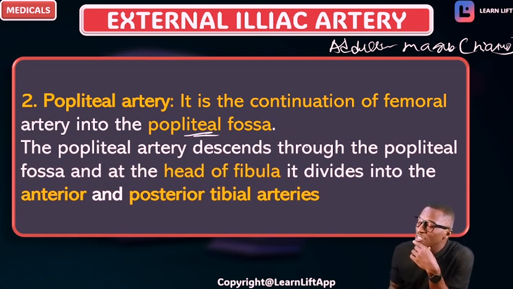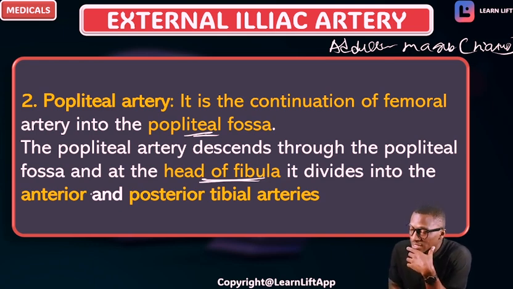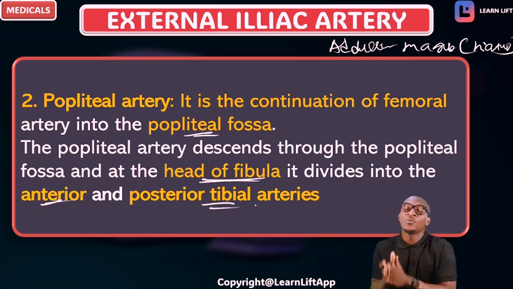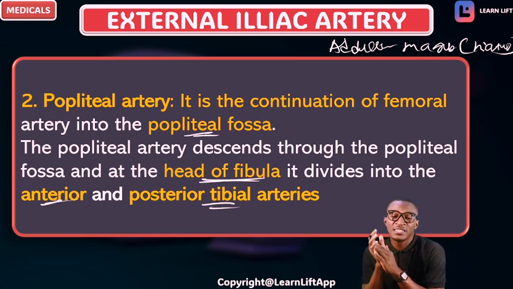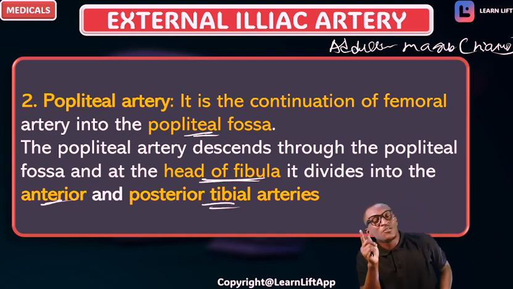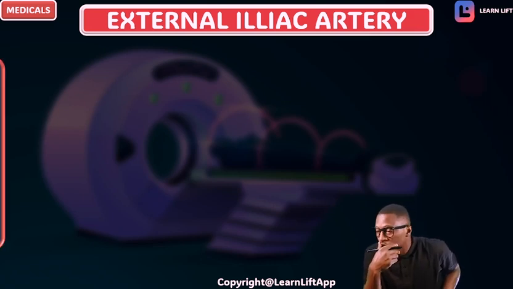The popliteal artery descends through the popliteal fossa and, at the head of the fibula, is going to divide into 2 parts: the anterior tibial artery and the posterior tibial artery. At what point does the popliteal artery divide? Either at the lower end of the popliteus muscle, or you say the head of the fibula, it divides into the anterior tibial artery and the posterior tibial artery.